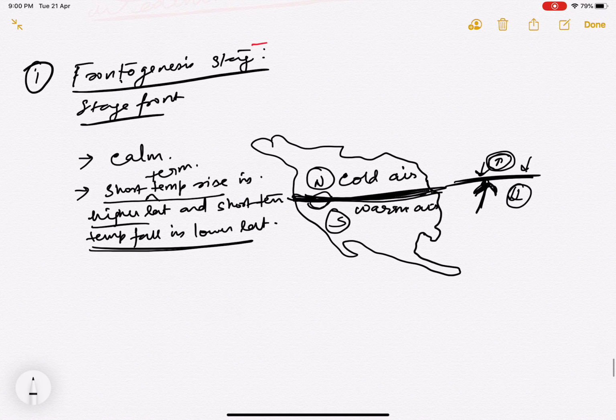What else? Another one was the dew. Where would this dew be formed? Where was the dew marked?